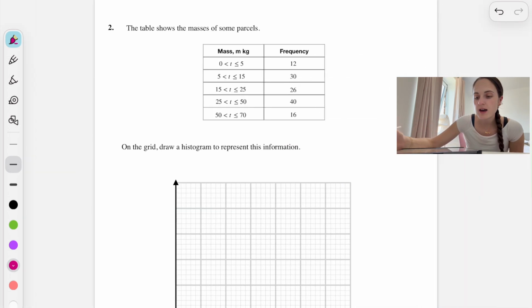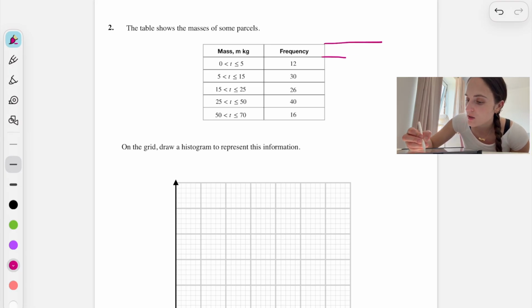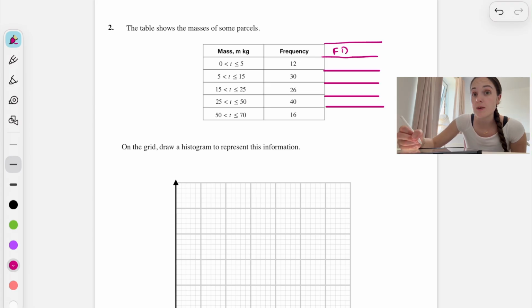This next question here, we have the masses of some parcels. Again, we need to draw a histogram. So what we need to do first, again, is work out the frequency densities for each of the masses. So I'm going to do that by doing the frequency divided by the class width. So for the first one, it's 12 divided by 5, because between 0 and 5, there's 5. So 12 divided by 5, that's going to be 2.4.